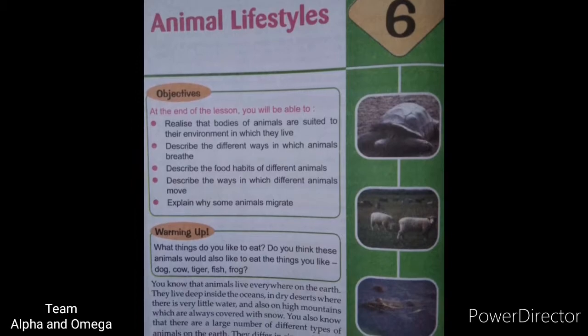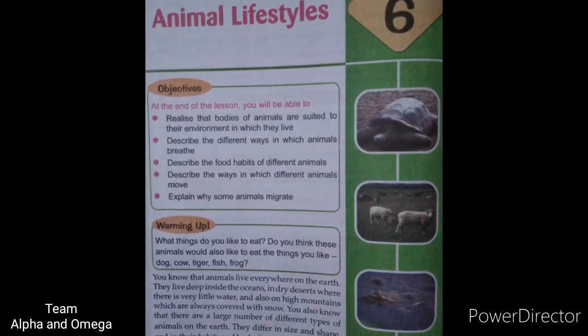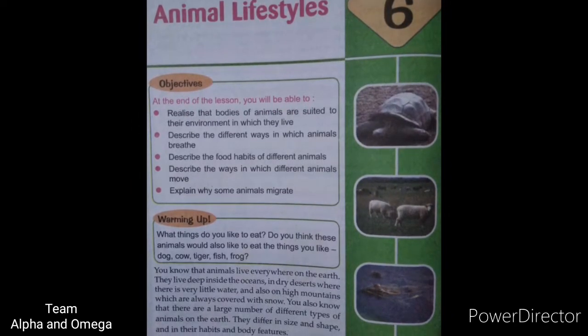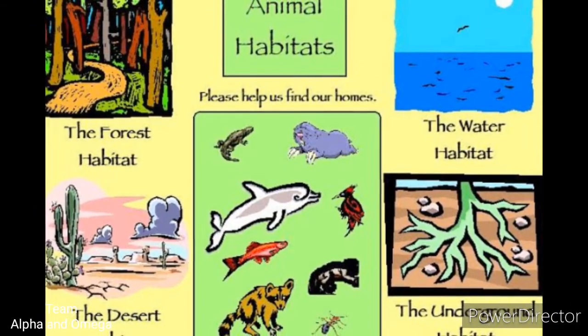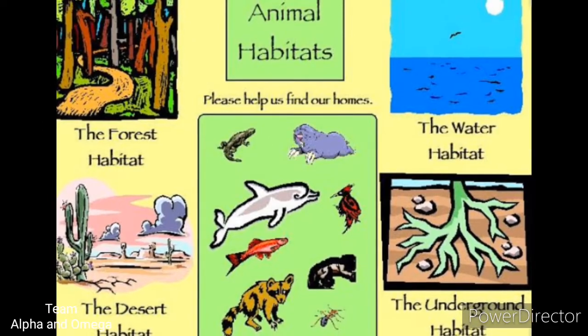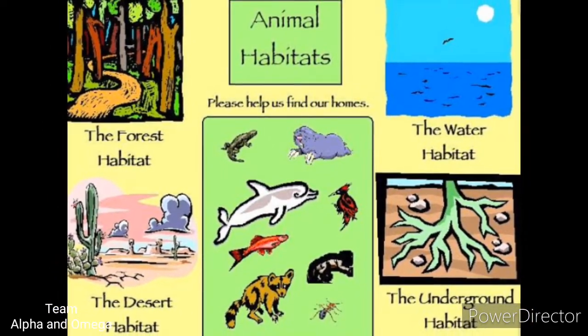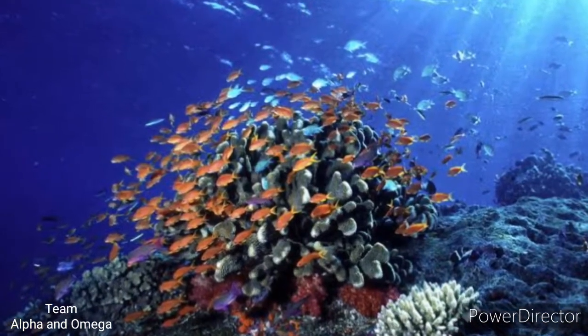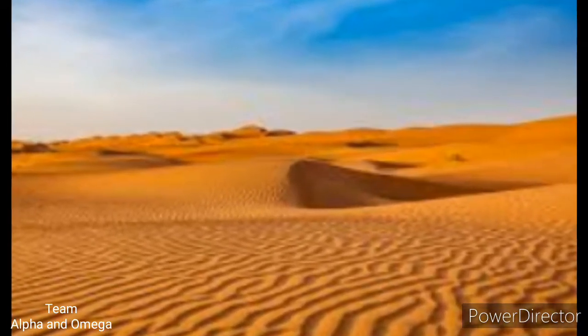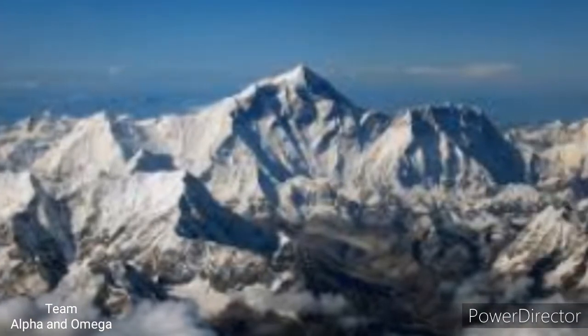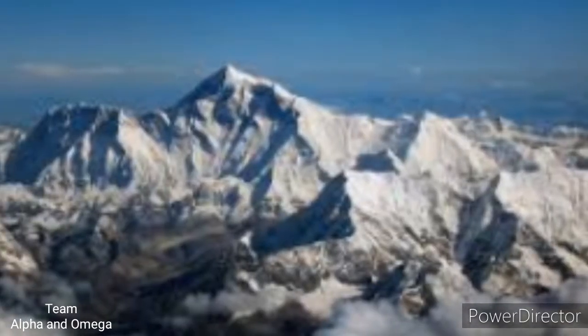Today we are going to discuss science chapter number 6. The topic of this chapter is animal lifestyle. You know that animals live everywhere on the earth. They live inside the oceans, in dry deserts where there is very little water, and also on high mountains which are always covered with snow.